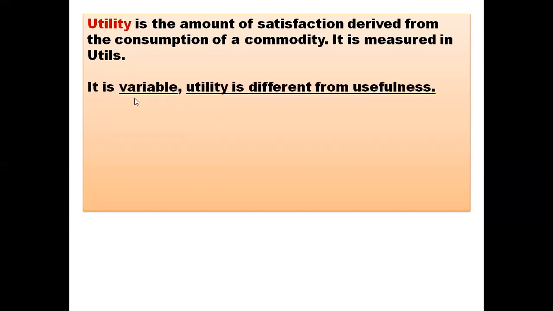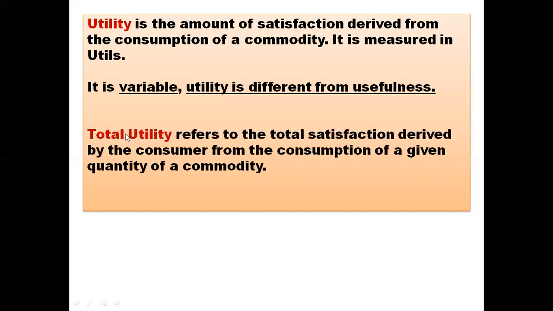Utility is variable first. Different people can have different utility from the same good. It depends on the need, because the greater the need of a person, he or she will get more utility. So utility is variable. Utility is different from usefulness. When someone is smoking, he or she gets satisfaction by smoking. But is it useful? It is not at all useful. It is harmful. So utility is different from usefulness. A person may get utility, but it may not be useful for the consumer.